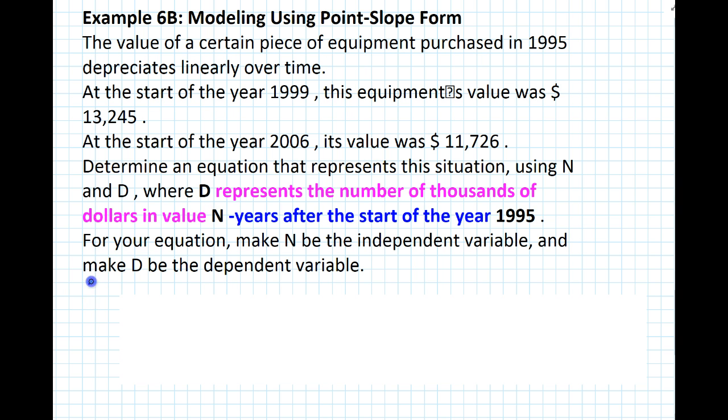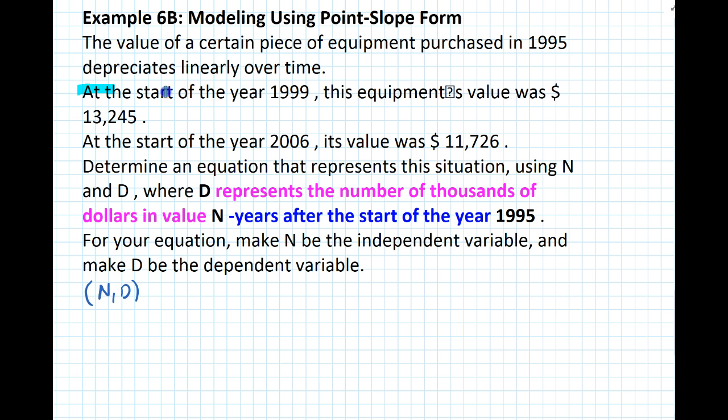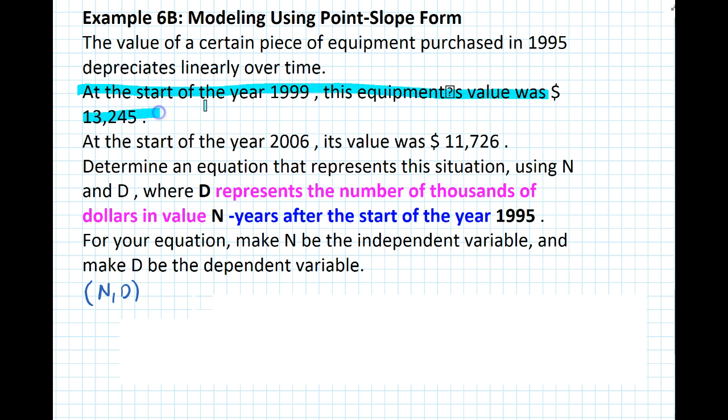So right away we know that our ordered pair is N comma D. The independent is always our input, or what we typically call our X value, and the dependent is our output, what we typically use as our Y value. Okay, so now we need to see what they give us here. So here we can write that as an ordered pair.